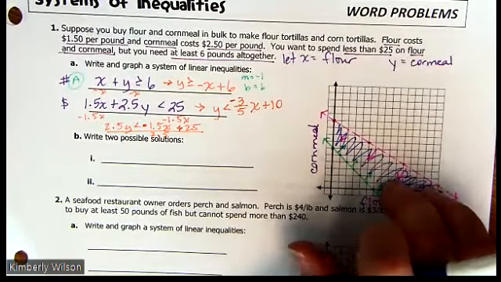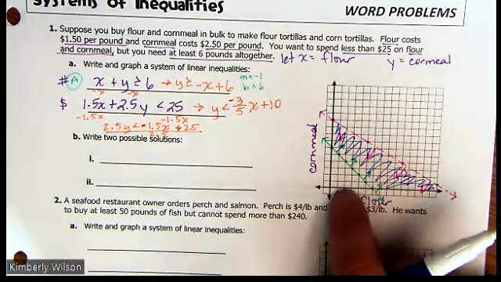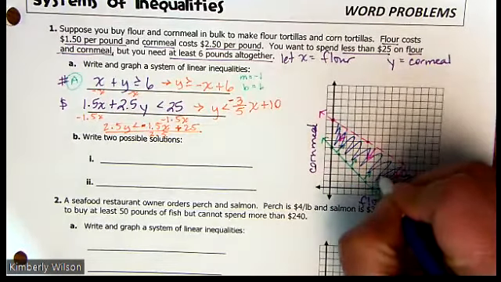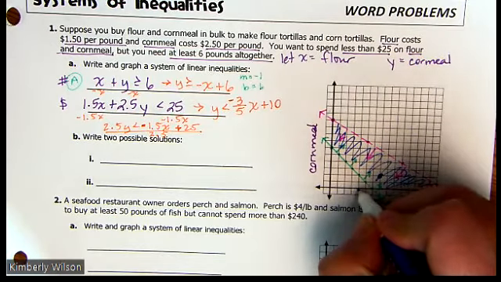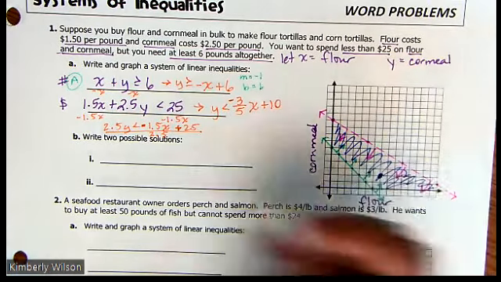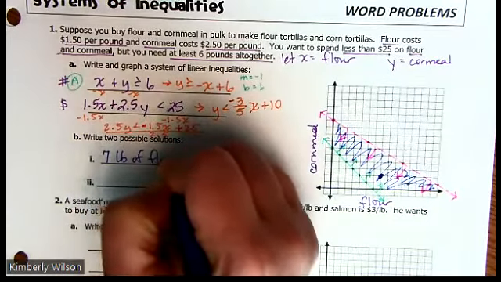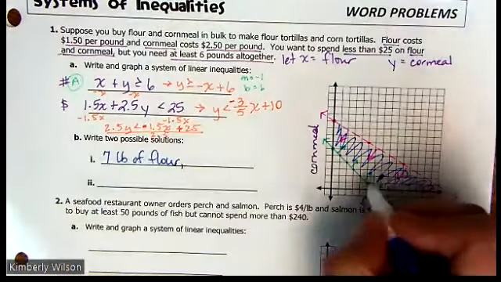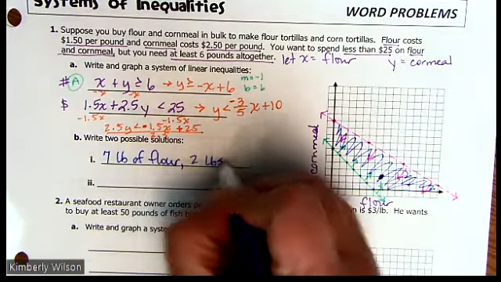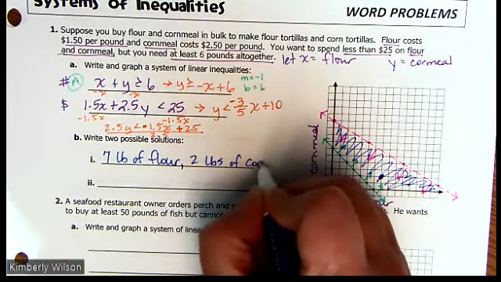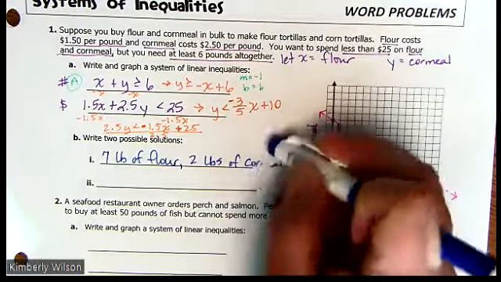So I can look anywhere. Got to be having one in here. So I could pick this point right here, and that is at 2, 4, 6, 7 pounds of flour and 2 pounds of cornmeal. If I could spell cornmeal, that would be nice.